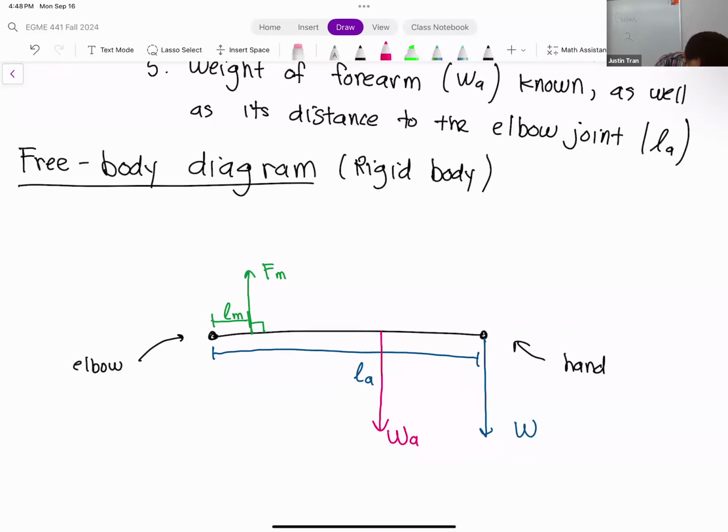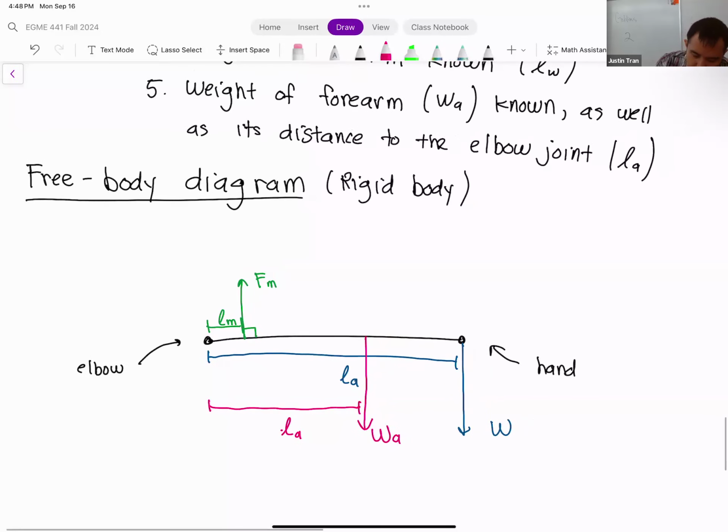And we know that this distance here, this one is LA. So, excuse me, the blue one here should be LW. Sorry about that. So the total distance of the forearm is LW, and then the distance from the elbow joint to the weight of the forearm is LA. So all of these forces are accounted for.